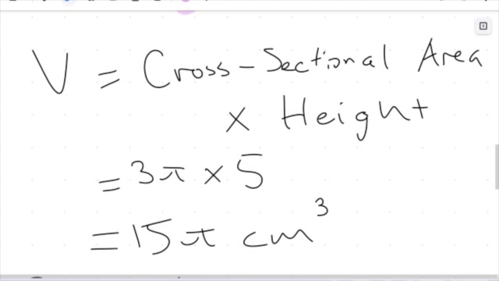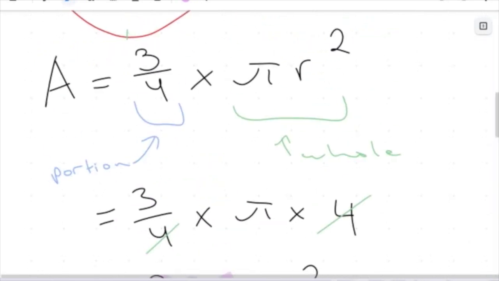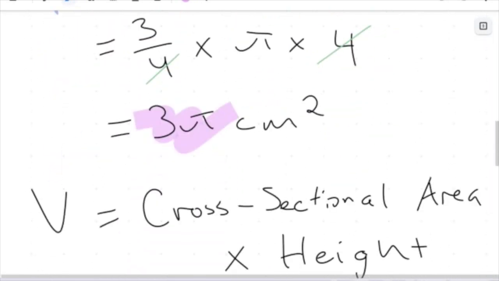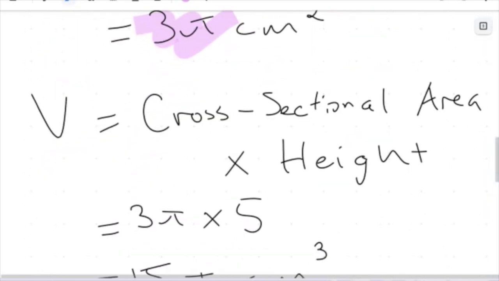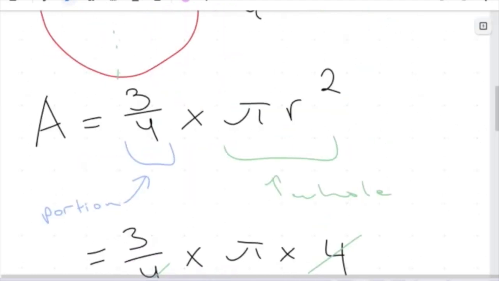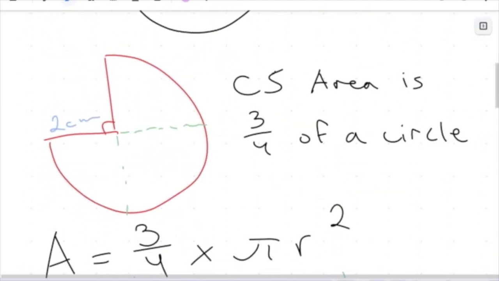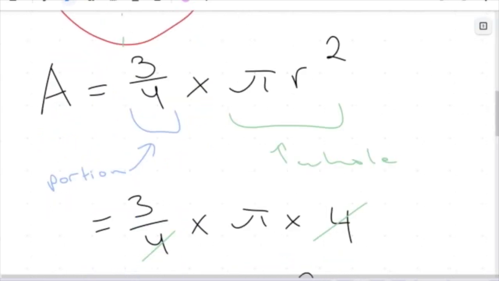What I'm trying to get at is how we can approach some of these harder, more abstract volume of a cylinder questions. We're still doing the same thing. We're still finding volume as the cross-sectional area times the height, but the cross-sectional area here is not a perfect whole circle. In this case, it was 3/4 of a circle.